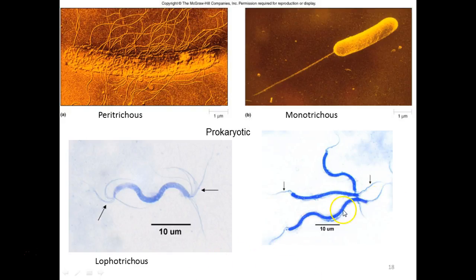Now, where do you see flagella for this next one? You see one at each end, right? So this is amphi, meaning opposite, right? So one at each end, at each opposite end.